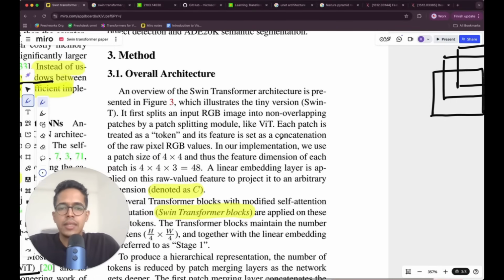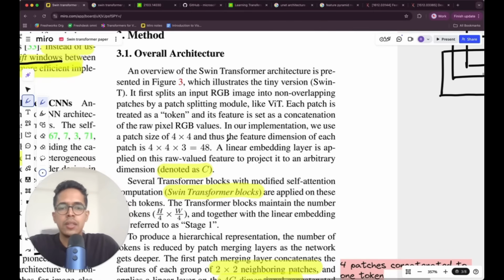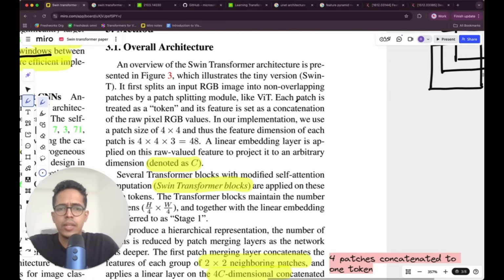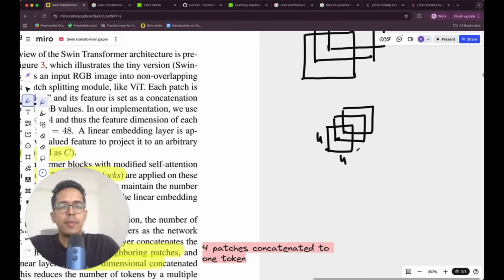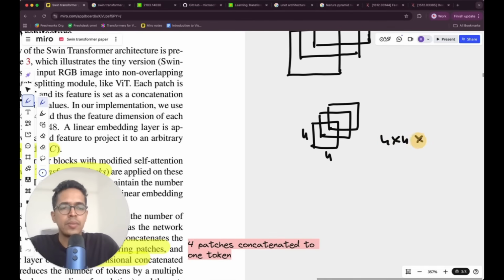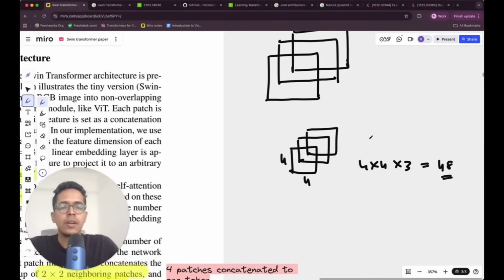Its feature is set as a concatenation of the raw pixel RGB values. In our implementation, we use a patch size of 4x4, and thus the feature dimension of each patch is 4 times 4 times 3 equal to 48. So basically each patch is treated as a token, and its feature is a concatenation of the raw pixel RGB values. Each patch has size 4 pixels by 4 pixels, and then it also has RGB. So every patch has 4 times 4 times 3 equal to 16 times 3 equal to 48 numbers. So every patch is a 48 dimensional token when you convert a patch into a token at the input.